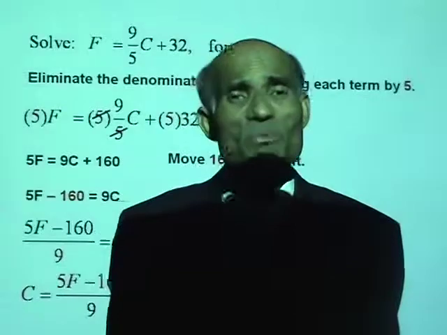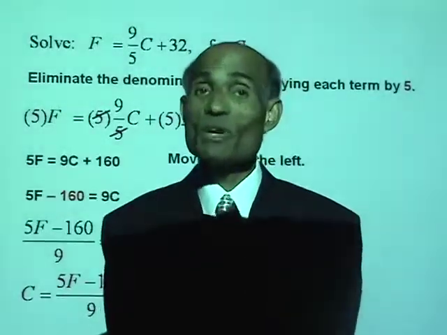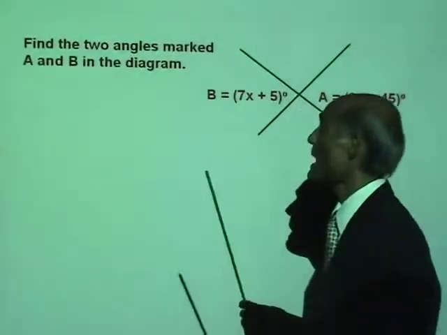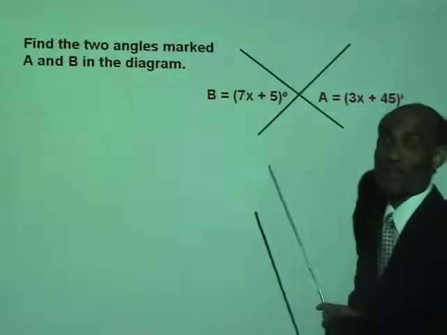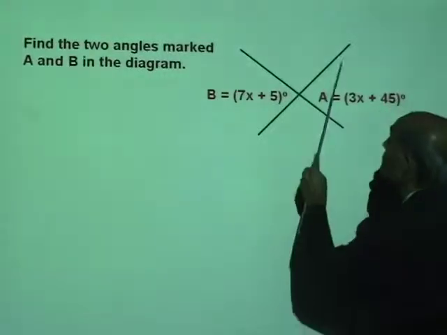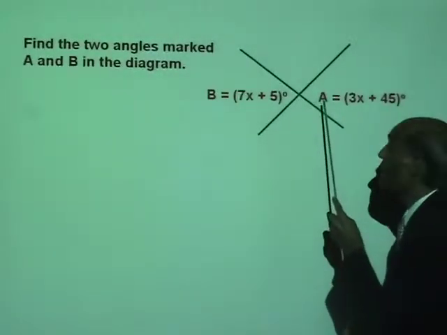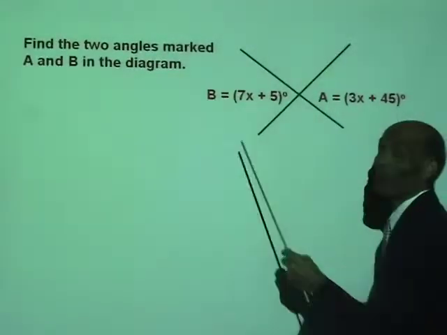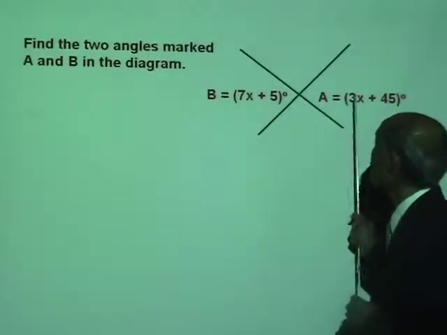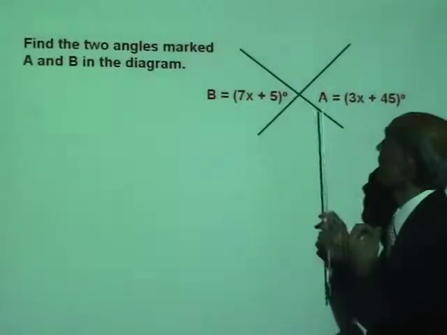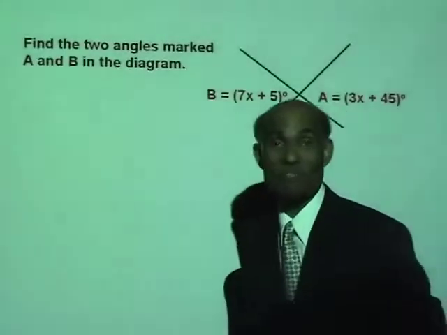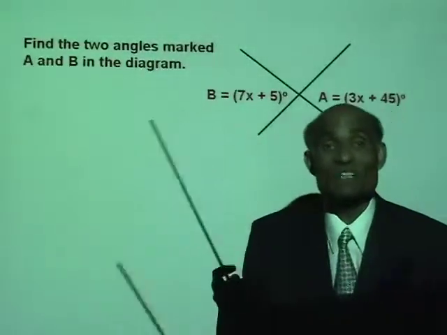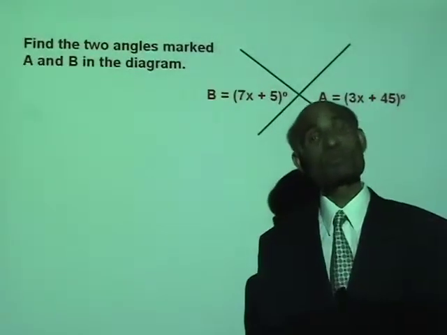Now we have actually done a number of questions in solving formulae. Very important. Let's do the kind of problem before we close this lesson. Find the two angles marked A and B in the diagram. Now, do you remember in the beginning of the lesson we said if two lines cross each other, then the pair of vertical angles formed are equal. Angle A is equal to angle B. You remember that one? Now, angle A is given as 3x plus 45 and angle B is given as 7x plus 5. And now, you have been told to find the values of A and B. What are the measures of angles A and B? What is the principle we are going to use?